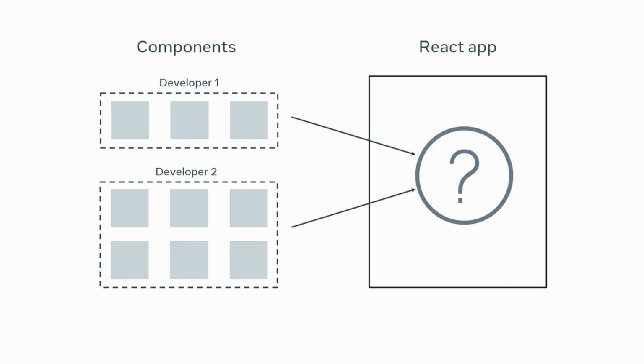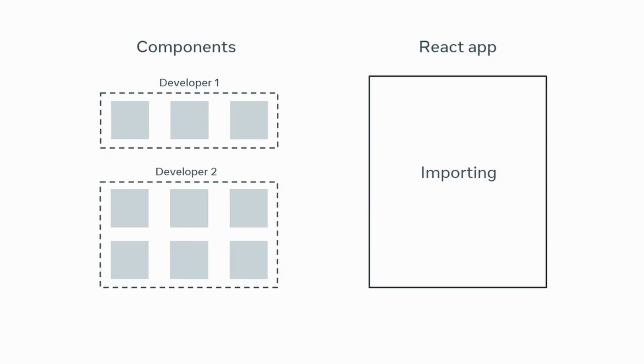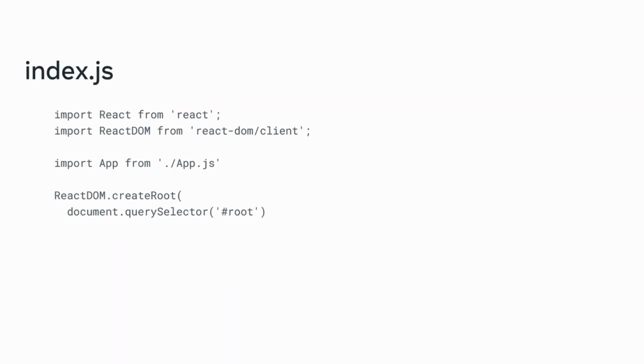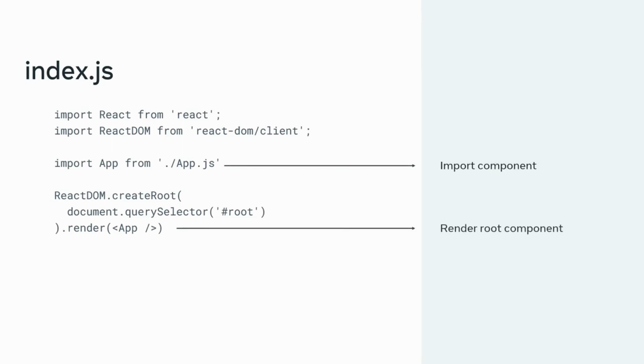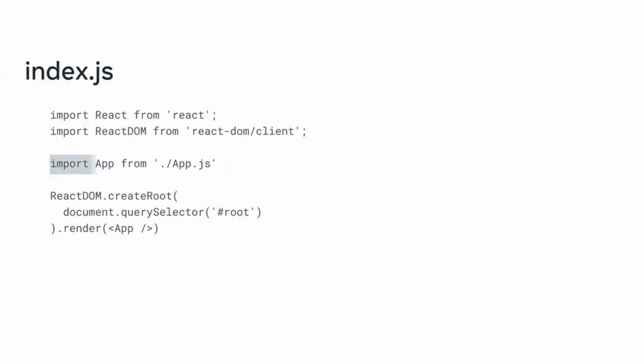To do this, you need to use the operation known as importing. And in React, you import components into your application using the import statement. You may have already noticed the import statement in the default index.js file where the app component is rendered. In React, to import a component, you use the keyword import followed by the component name you want to import.